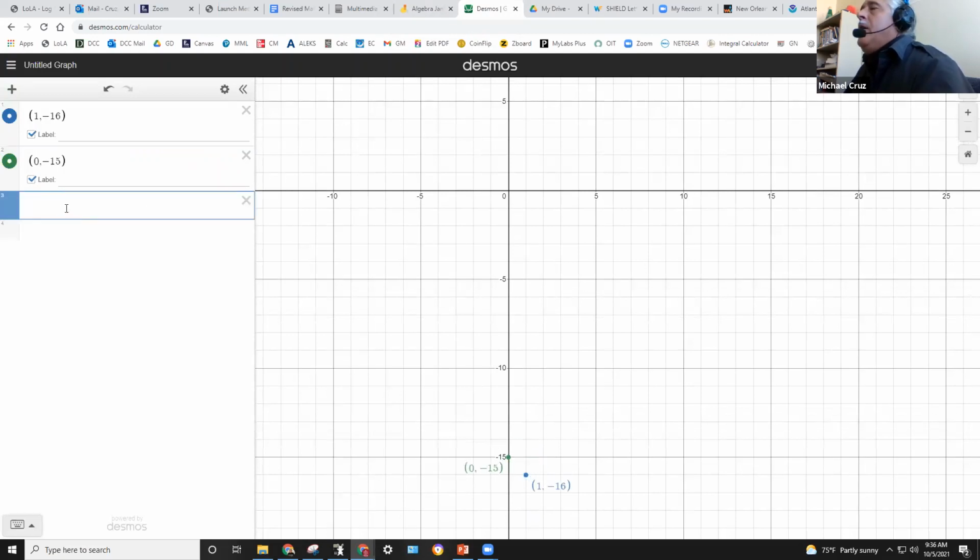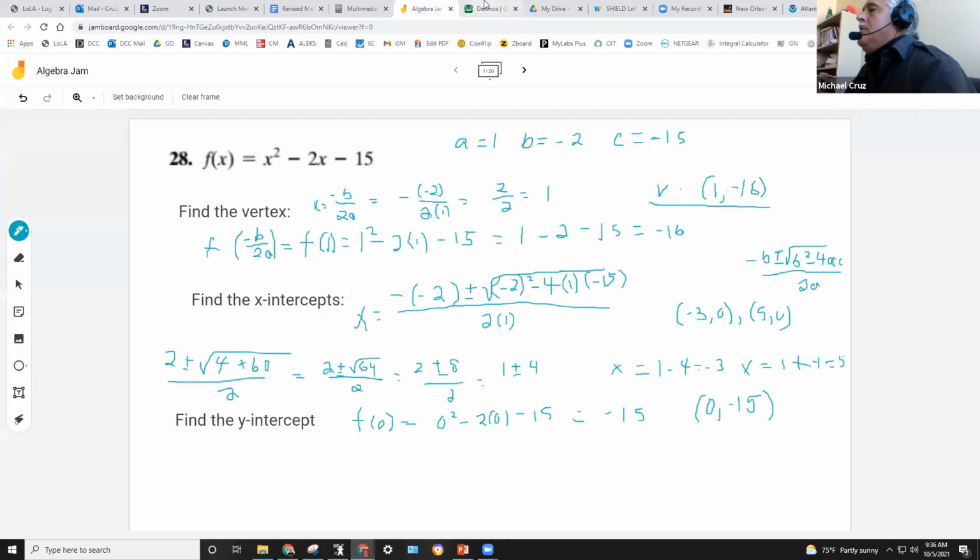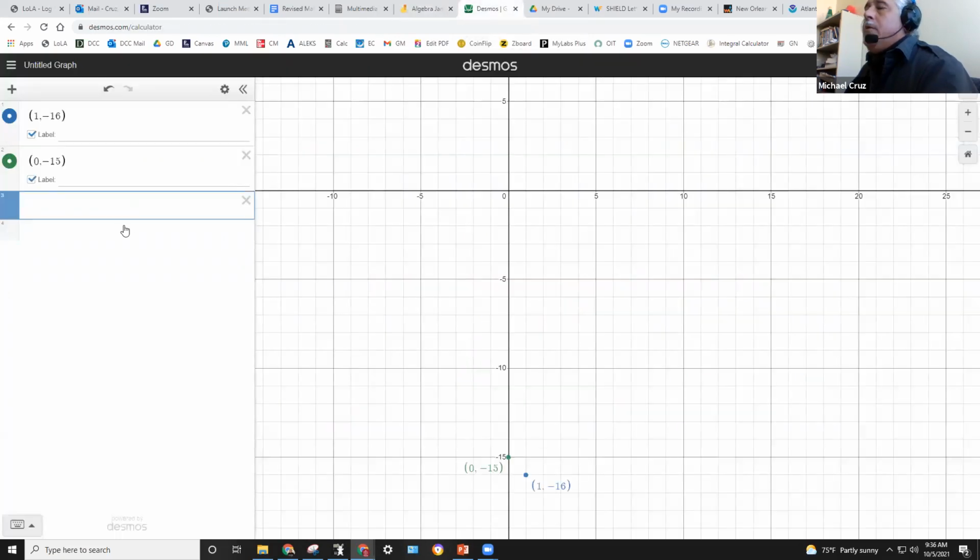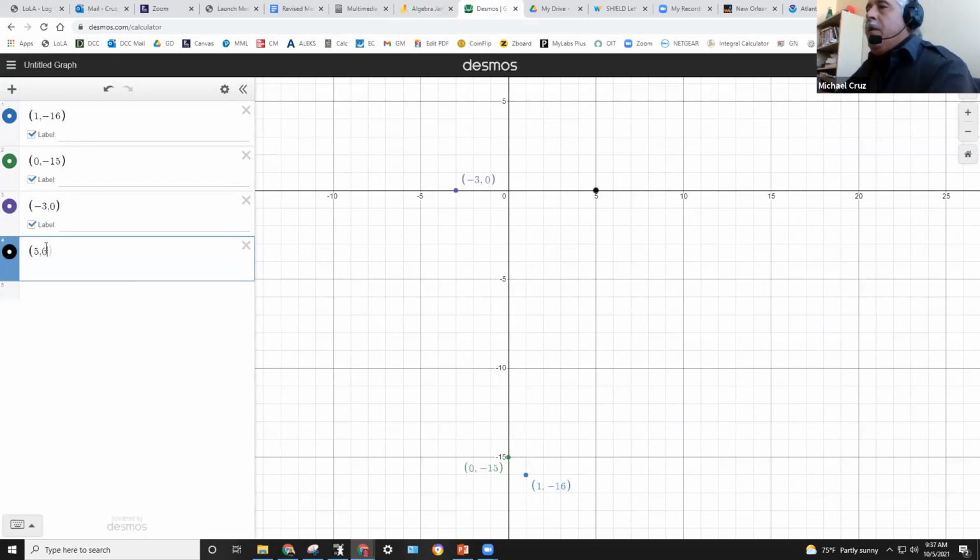And then we had negative 3, 0. And then 5, comma 0. Okay. Now, I can't really draw on this, but watch what's happening.